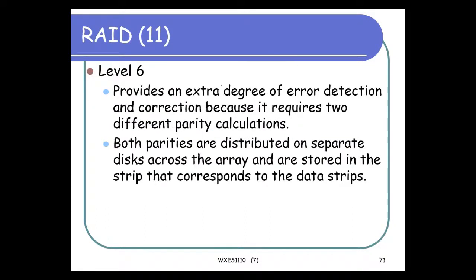And RAID level 6 provides an extra degree of error detection and correction because it requires two different parity calculations. Both parities are distributed on separate disks across the array and are stored in a strip that corresponds to that data strip. So it also provides redundancy. One calculation is the same as the one used in levels 4 and 5. The other is an independent data check algorithm.